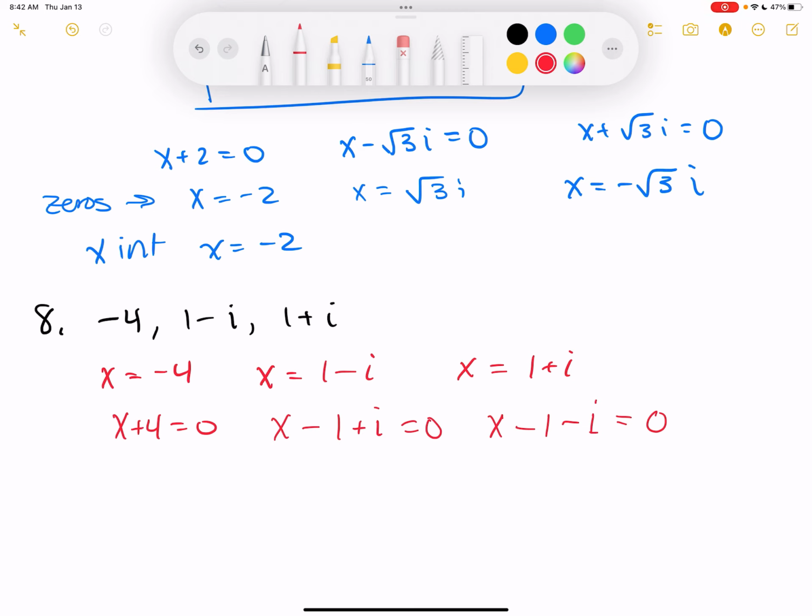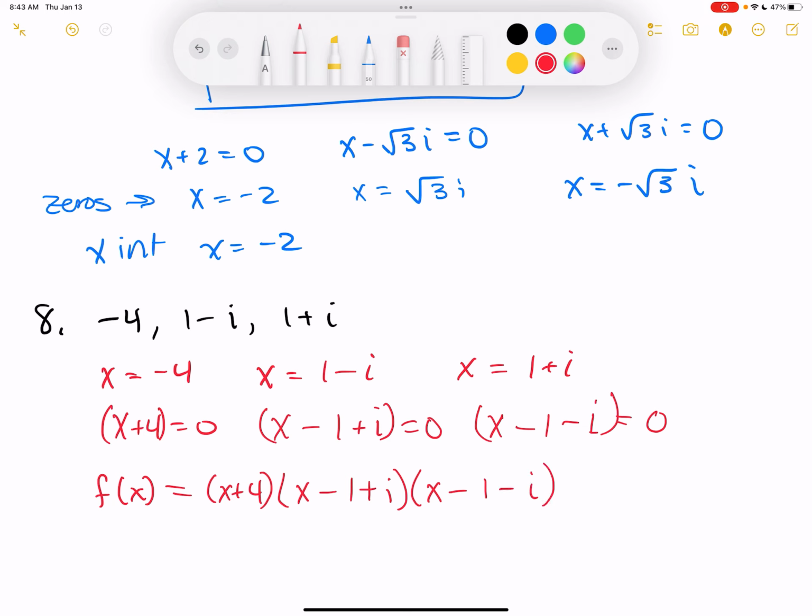Alright, so now we're going to take these, and basically all of this is going to be put in parentheses, and we're going to multiply it. So f of x is equal to x plus 4 times x minus 1 plus i times x minus 1 minus i.